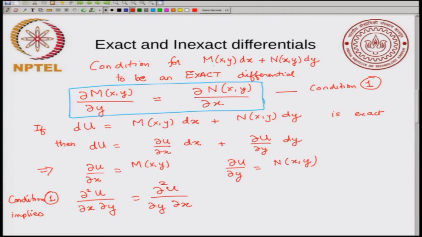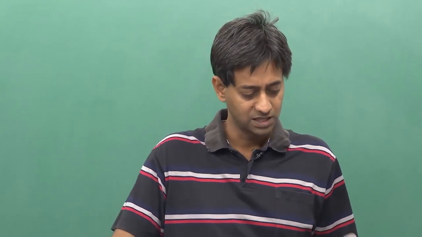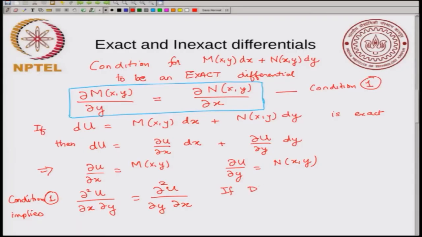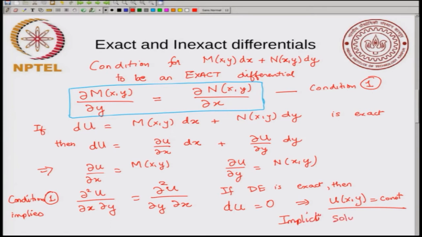So now what does this mean? This means that you can take any differential equation and check whether it is exact or not, and that is a very nice thing. Now if your differential equation is exact, then what happens? If the DE is exact, then you have these two conditions: ∂u/∂x equal to M, and ∂u/∂y equal to N. Then du equal to 0 implies u(x,y) equal to constant. This is your implicit solution. So you can solve the differential equation very easily if it is exact.